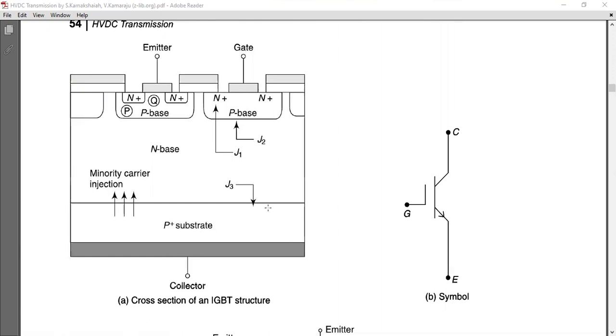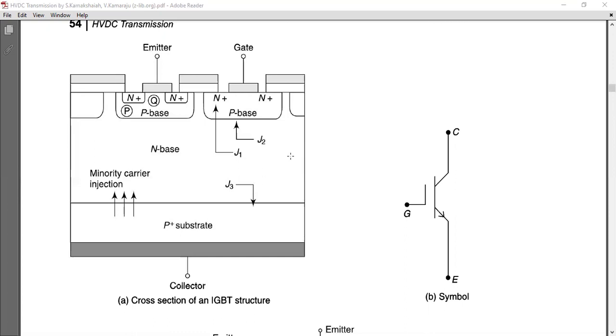When the blocking voltage requirement increases, the N base width is correspondingly increased. The increase is typically from 0.1 to 0.2 millimeters. Here we can see that a device with reverse blocking is capable of blocking up to 4500 volts.